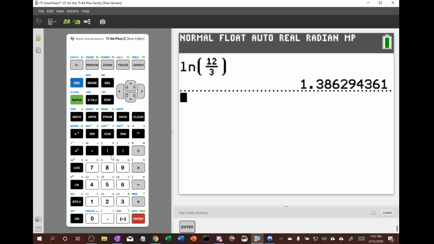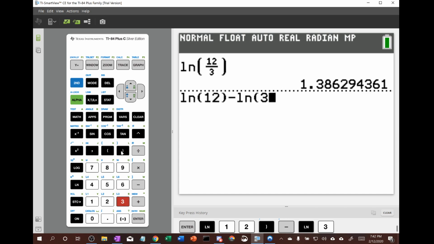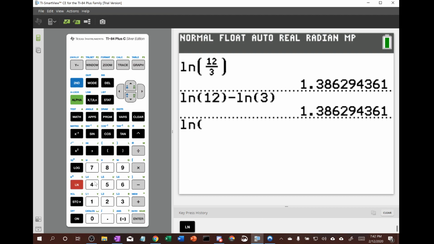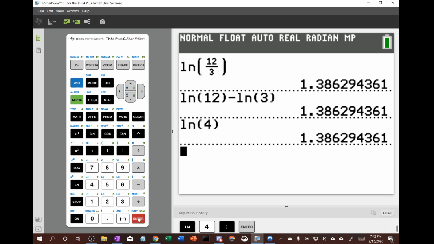1.38. Now let's try ln of 12 minus ln of 3. Same thing. Well, now let's try ln of, what, 12 divided by 3 is 4. So let's try ln of 4. Should be 1.38, right? Boom. Those are all the same. Okay. Yeah. I like it. A lot of different ways.